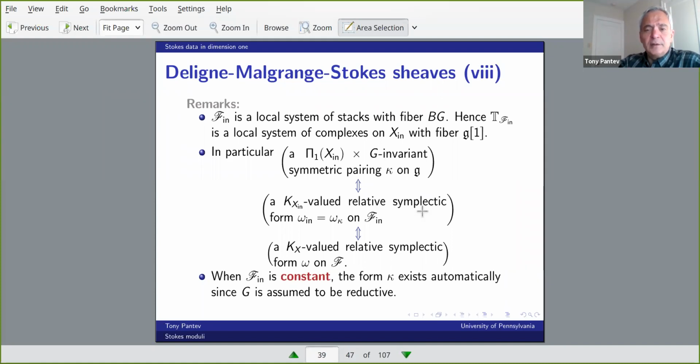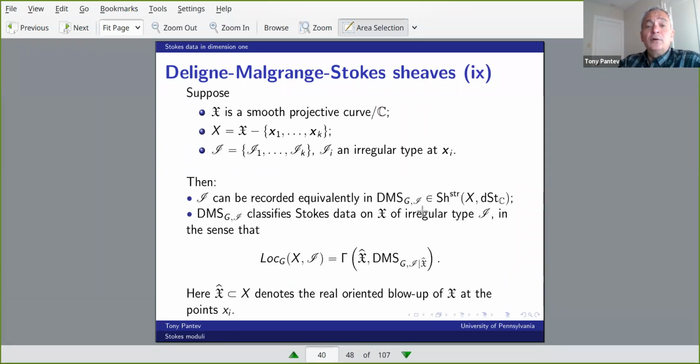So this is saying that you need something locally constant. Okay, so here is what you do. Take a smooth projective curve, take these irregular types at the punctures. Now what you really get is one of these Deligne-Malgrange; the irregular types give you, for G local systems, irregular types for G local systems. So these are Laurent tails with values in the Lie algebra. And they give you the Deligne-Malgrange-Stokes sheaf of derived stacks on the open guy, which classifies Stokes data of irregular type I.